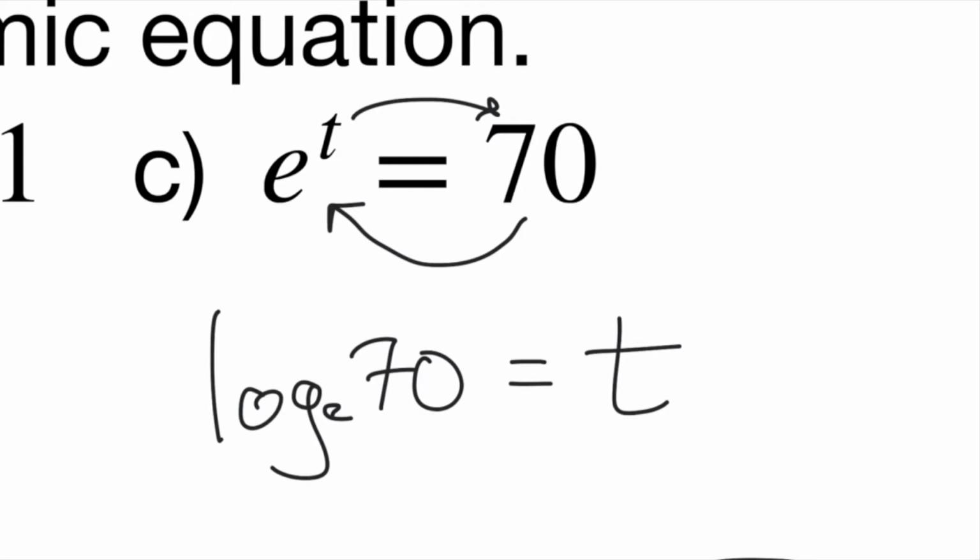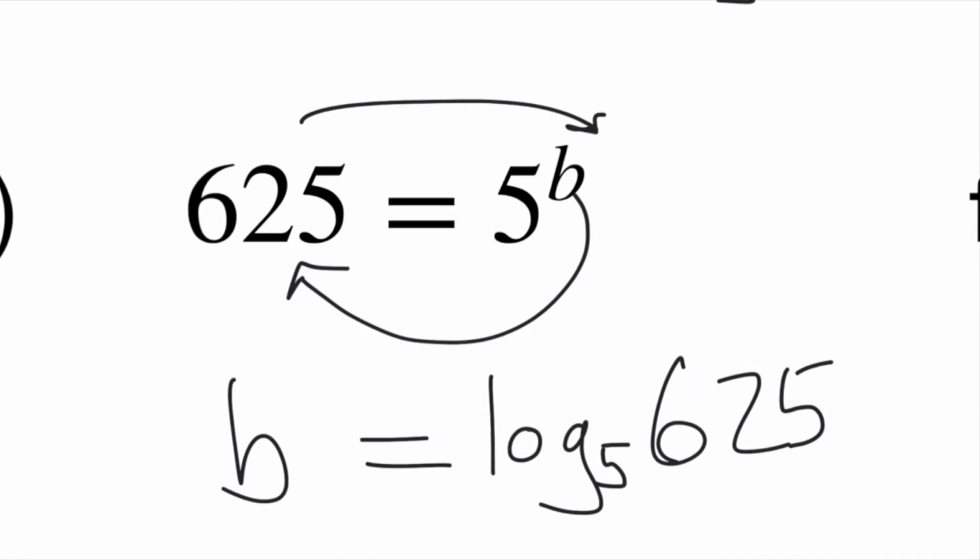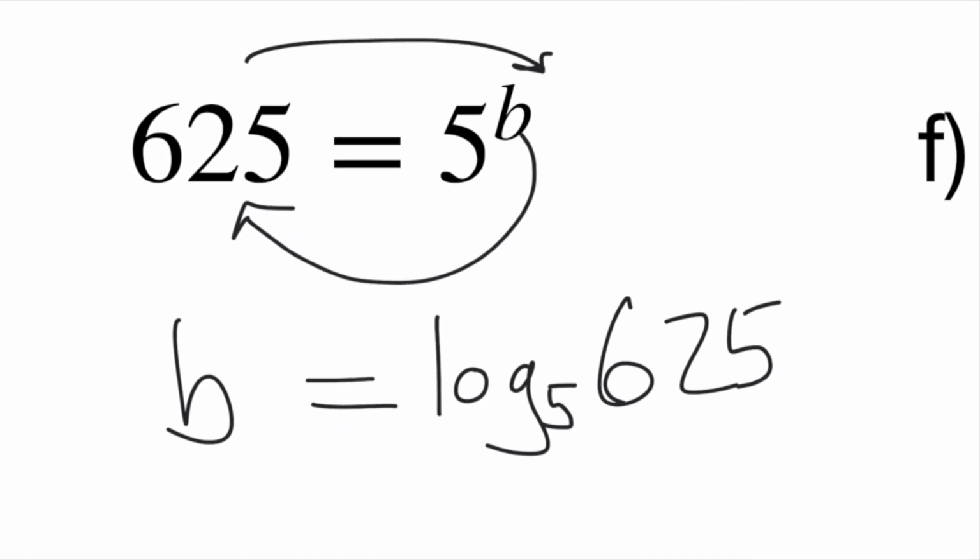Here, I don't know what e is, but if I switch 10 and 70, you get log base e of 70 equals t. We'll figure that out later. Here's a variable, 625 is equal to 5 to the b. And so we're going to switch these around. The exponent goes over here, the power goes over here. You get log base 5 of 625 equals b.